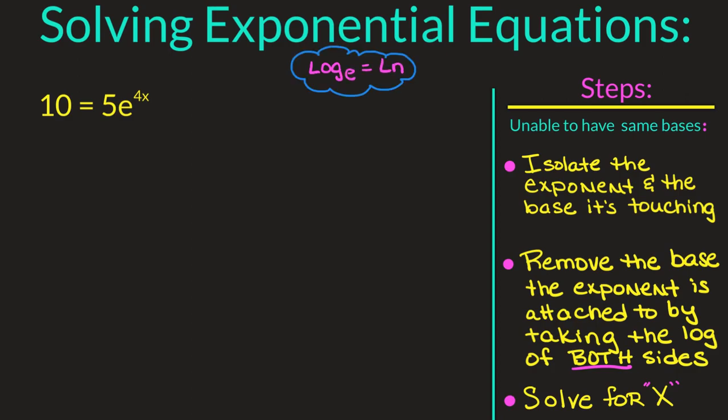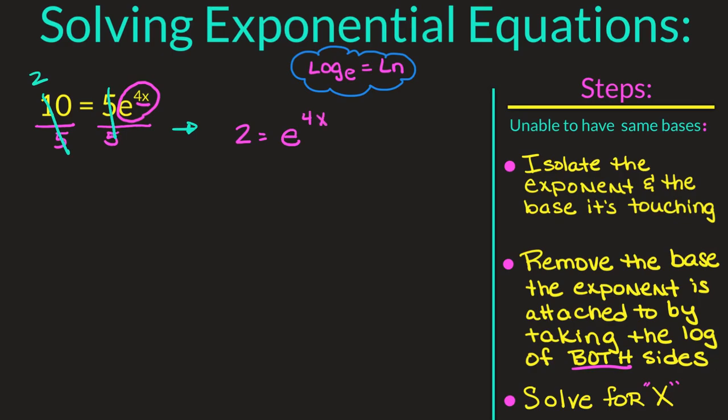Our first example: 10 equals 5 times e to the 4x power. Remember the first step says that we need to isolate the exponent and the base it's touching. Here, our exponent is 4x, and it is attached to the e. It is not attached to the 5. It is being multiplied to 5. So what we need to do is get rid of the 5 by dividing both sides of this equation by 5. When we do that, the 5's go away, the 10 and the 5 make 2. So now we have 2 equals e to the 4x power.